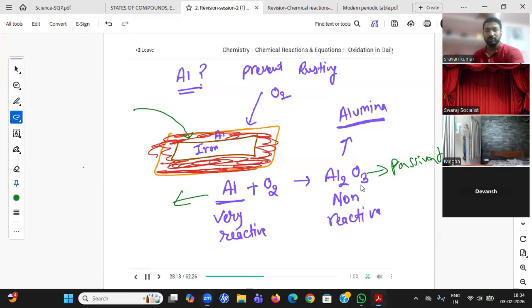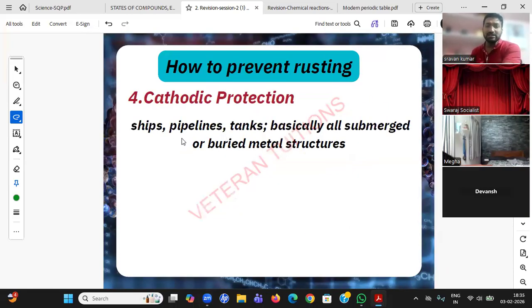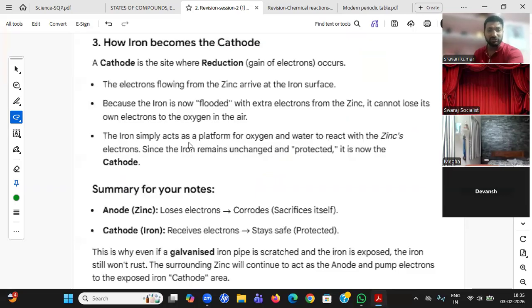Okay, the fourth is nothing but cathodic protection, student. Whenever we see usable items which are submerged, especially ships submerged in water, they are prone to a very corrosive environment. So what technique will we use there? We will not use painting, alloying, or sacrificial methods. We use cathodic protection.